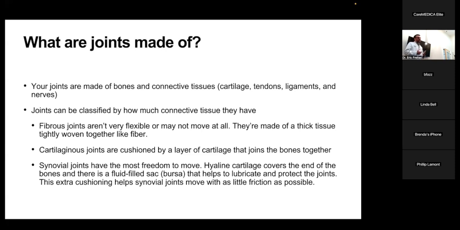But we can also classify joints by how much connective tissue they have. So there are three different types of joints, three classifications. There are the fibrous joints. They're not very flexible. They essentially have very thick fiber around them that keeps things from moving. An example of that is actually the skull.